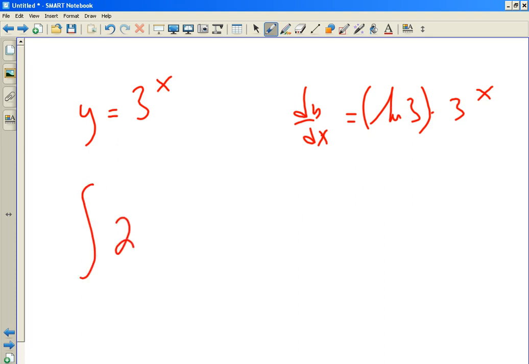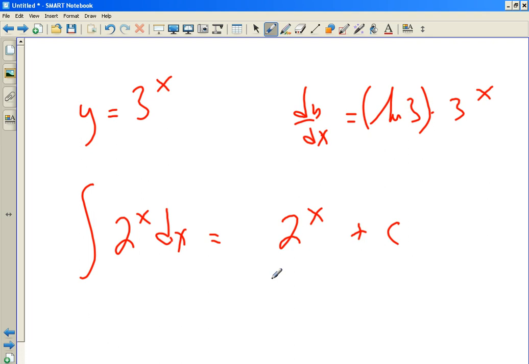What if I'm integrating 2 to the x? And remember, you know how to get an antiderivative. You've got to think of something whose derivative is 2 to the x. What do you think? Any ideas? Not e. I know the derivative of a to the x is ln a times a to the x. Do I know the integral of a to the x? Look, if it's 2 to the x, that's no good, right?